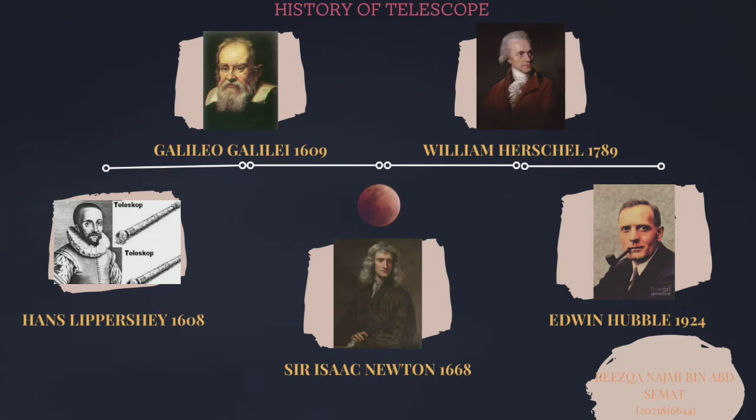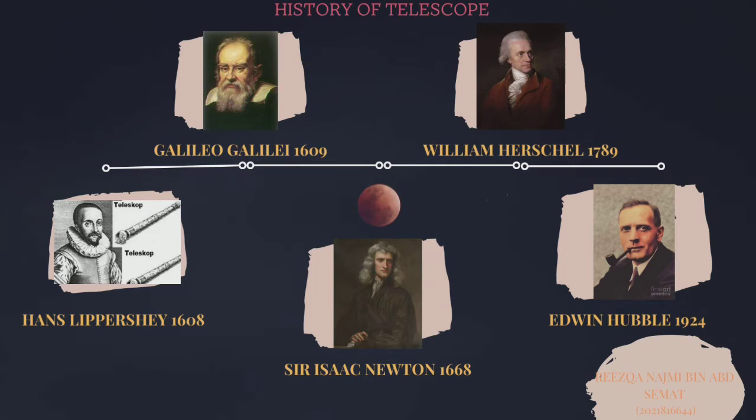Then, in 1609, Galileo Galilei heard about Hans' invention and invented his own telescope within days. Galileo was the first person to point a telescope skyward. He discovered the mountains and craters on the moon, as well as the Milky Way, and also discovered Saturn.